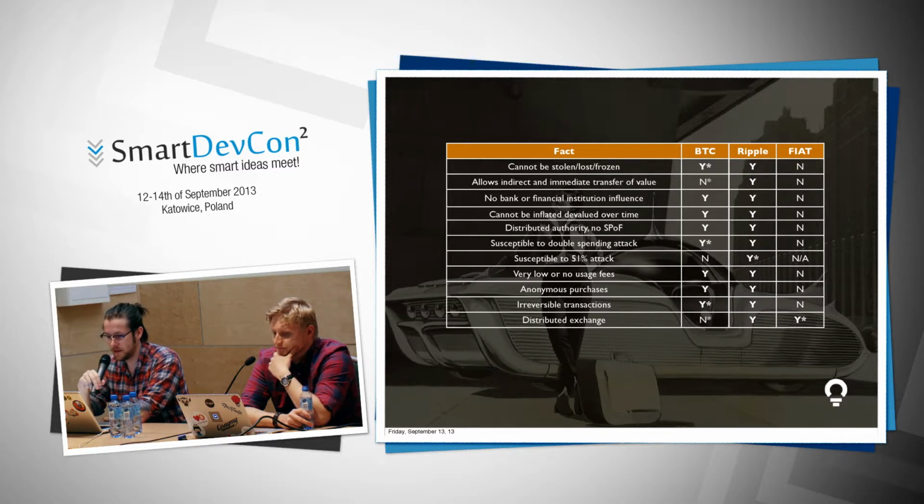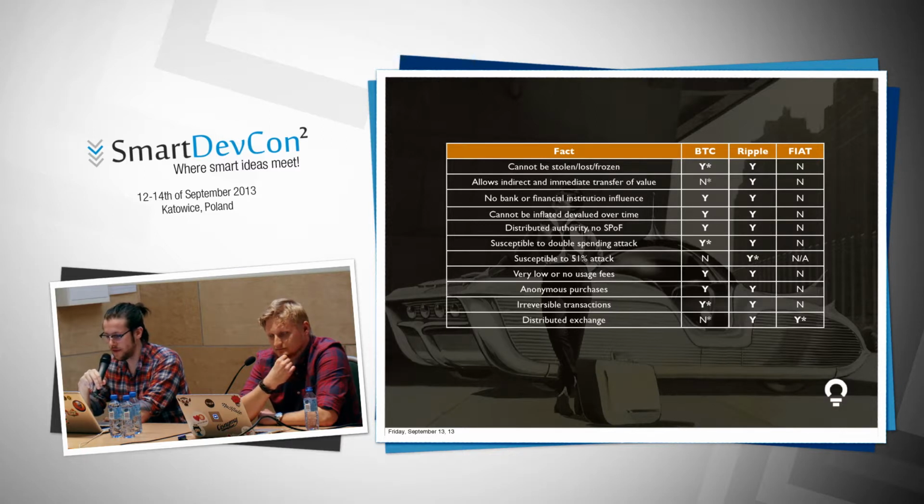Susceptible to 51% attack. The 51% attack is something that BTC is known for, the biggest flaw of this currency. If you gain control over 51% of the nodes in the network, you can reverse the transactions, create fake transactions. You generally can take away people's money. So this is the worst problem there. Ripple is not yet susceptible, because there are not too many gateways right now, but provided that we have something like 500 gateways and probably thousands in the future, it will be completely susceptible to this. And fiat is not an issue here.